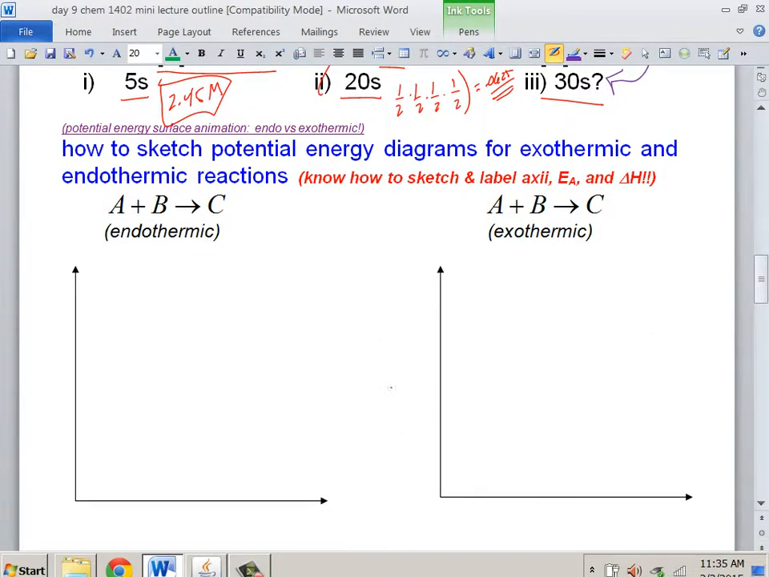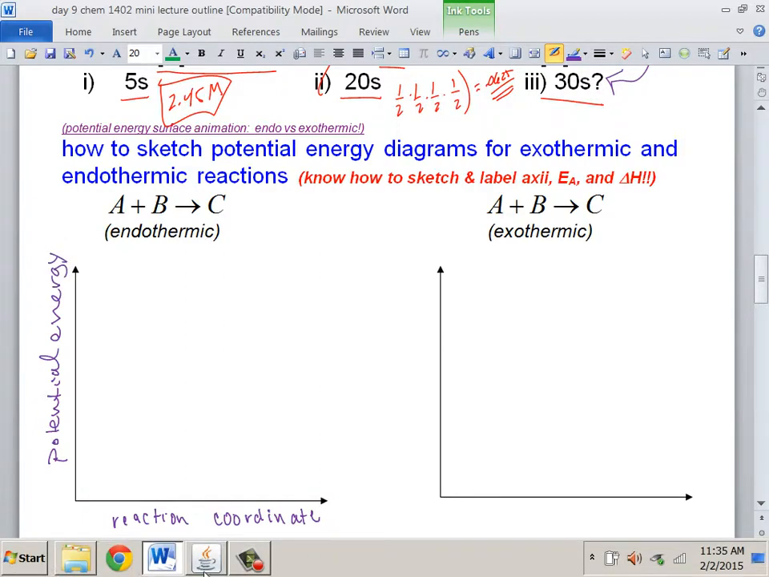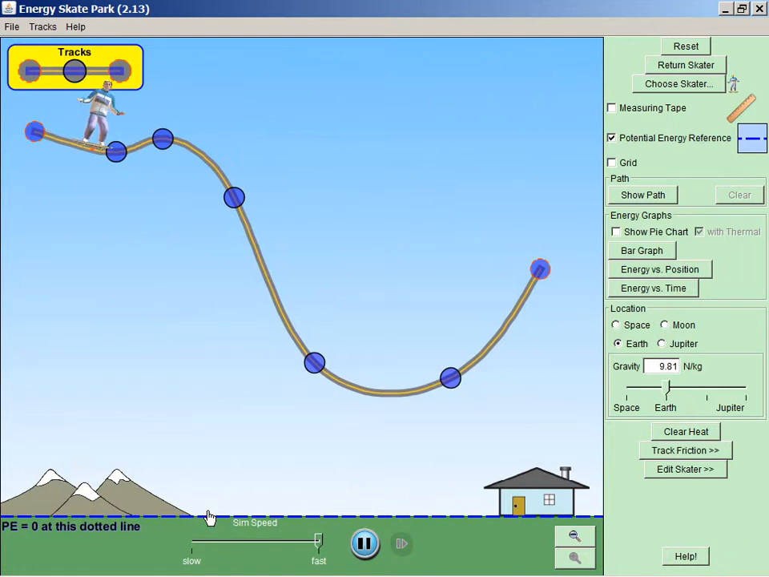Okay, now we're talking about making these plots of a reaction. They have a fancy word for the x-axis. They call it reaction coordinate. All they're saying is where is everything? Your reactants, where are they physically in space as they approach one another? And then you have potential energy on the y-axis. So what is this stuff? This stuff is exactly what this is. Right? You got the little skater dude up on the hill.